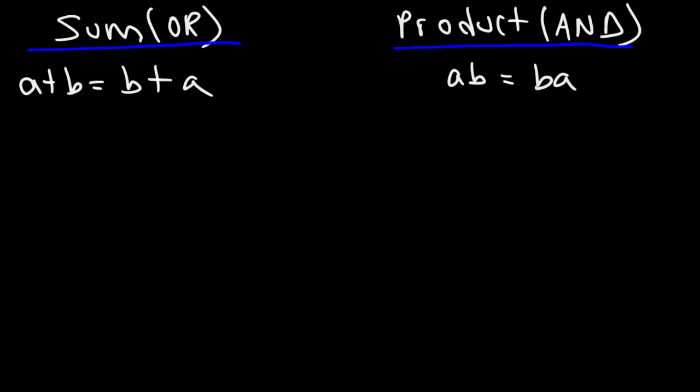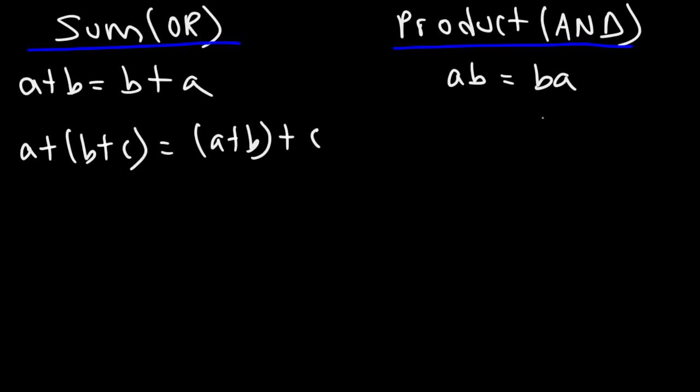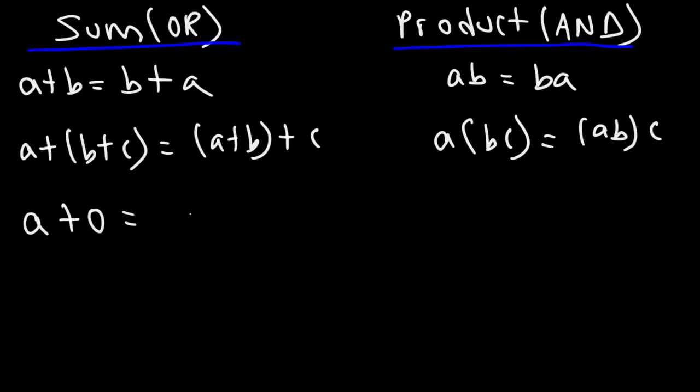The next one is the associative property. So A plus B plus C is the same as A plus B plus C, grouped differently. And A times BC is the same as AB times C. So that's the associative property. And as you can see, the order for the AND or OR operators doesn't matter. The next one is the identity rule. A plus 0 is equal to A. And A times 1 is also equal to A.